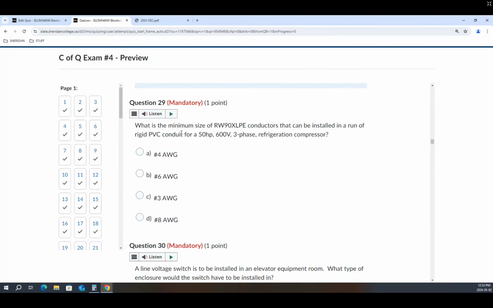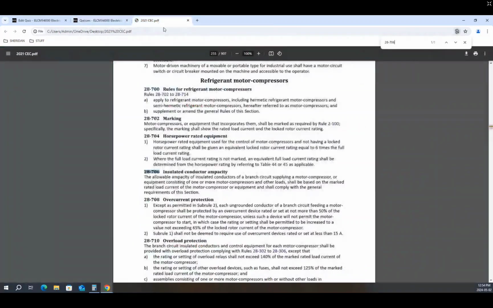I need to know my FLA for a 50 horse, 600 volt. I know it's going to be nominally around 50 amps, right? But I can go to table 44 to get that.